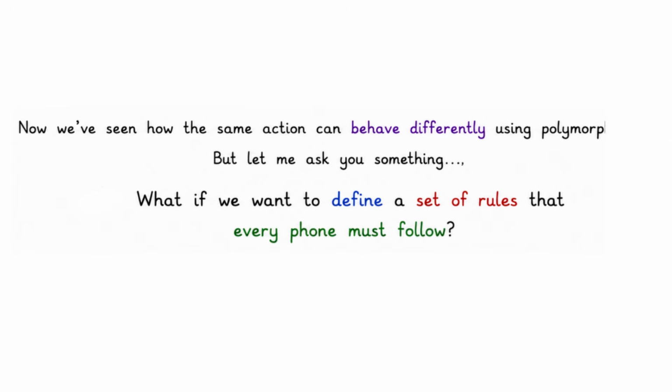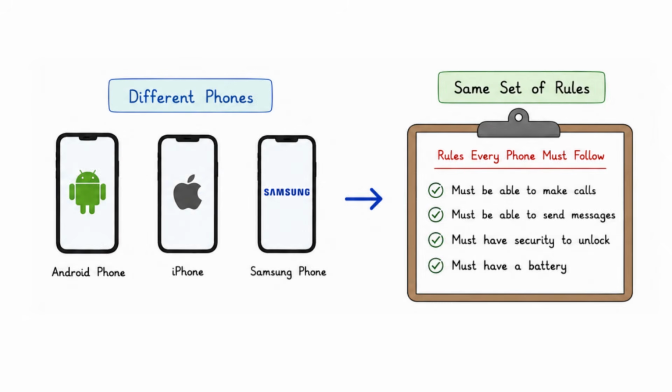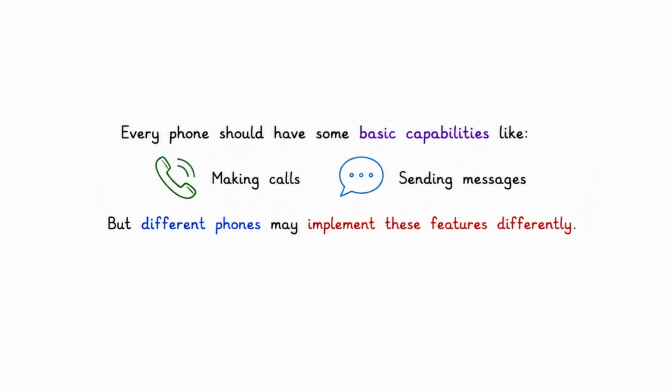So you have already seen how the same action can behave differently using polymorphism. But let me ask you something. What if we want to define a set of rules that every phone must follow? Think about this. Every phone should have some basic capabilities like making calls and sending messages, but different phones may implement these features differently.